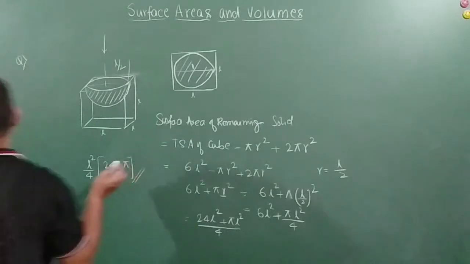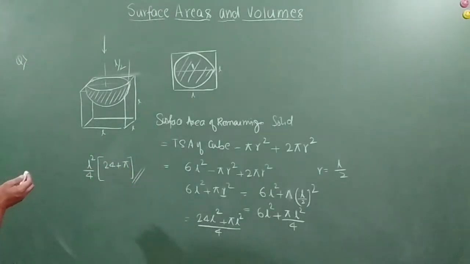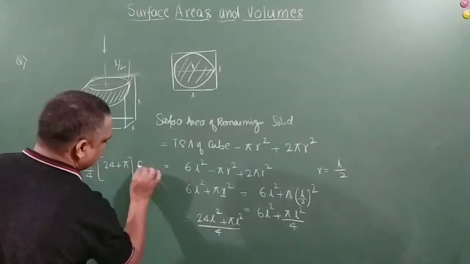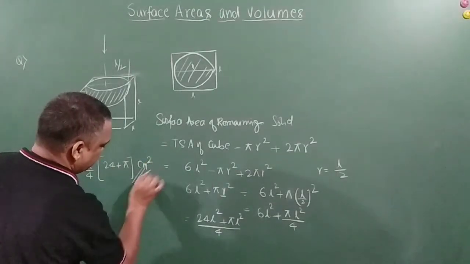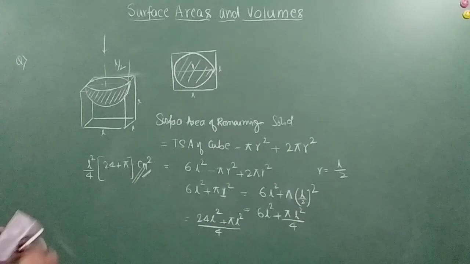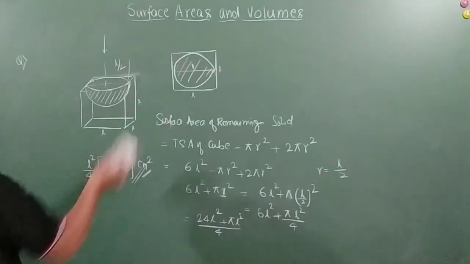Since it is surface area, and L, the diameter of the hemisphere, is not given with a unit, let us say centimeter. So centimeter square. Right, friends? Okay. Let's move on to the next one.